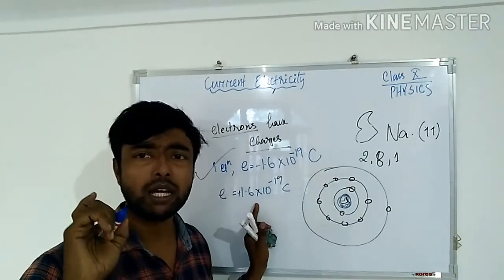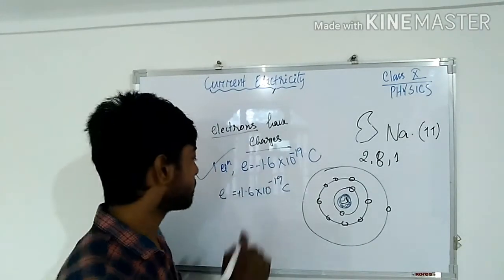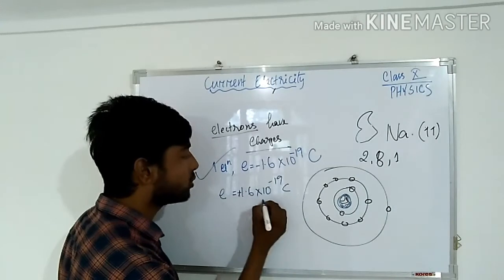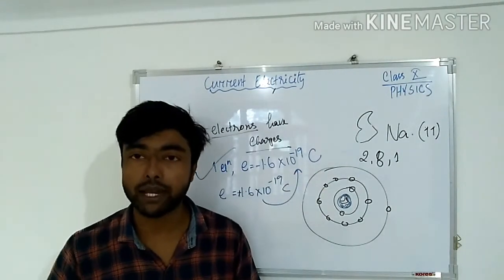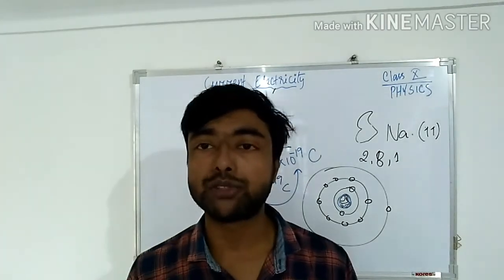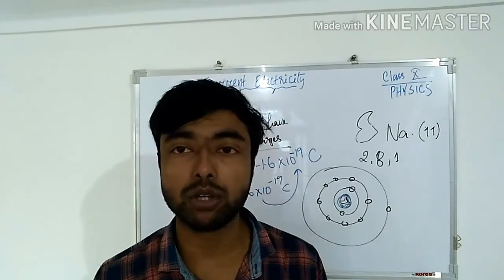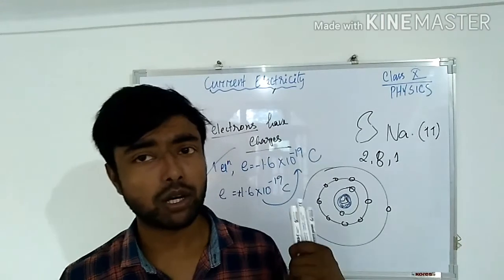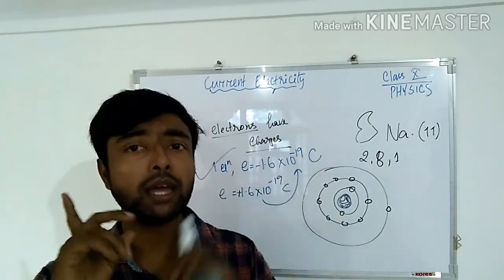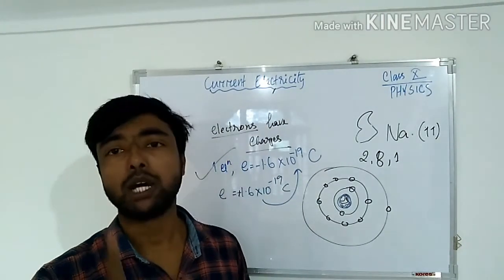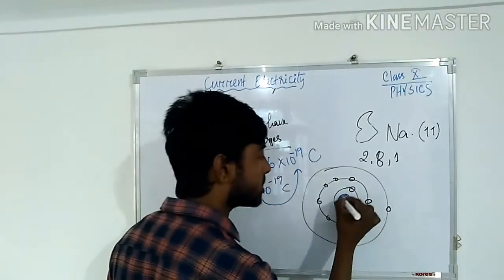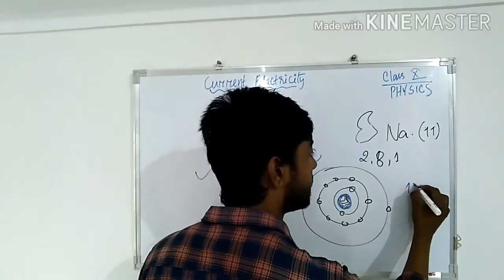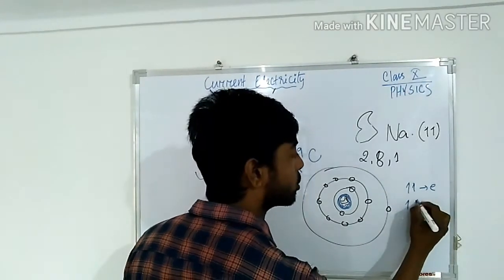The charge of a proton is positive. Protons are positively charged, and the value is the same as the electron. The same 1.6 into 10 to the power minus 19 coulomb is the amount of charge that a proton has. Understood? So the value of the proton's charge and the electron's charge is the same, but one is negative, one is positive.